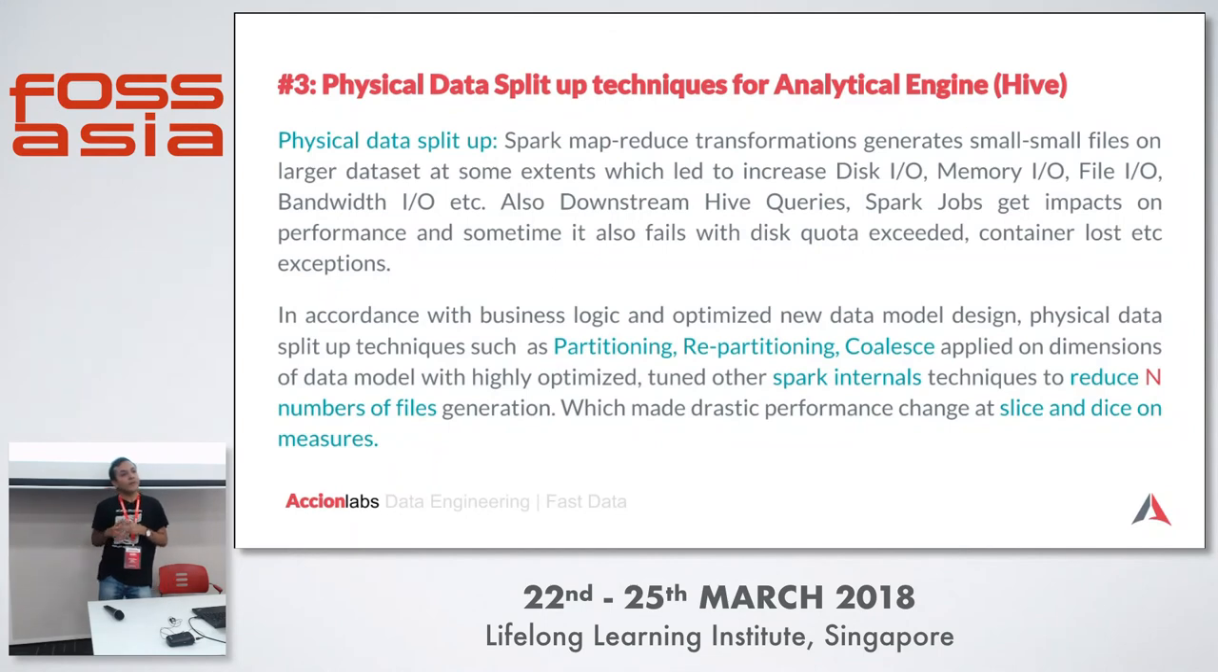One more thing Spark provides is control and flexibility. Spark is an open source tool, and as you know, it provides flexibility in the sense that you can split the physical data into partitions, and you can say how many files you want in that partition. For example, Spark transformations may generate small files on a larger dataset to some extent, which leads to increased disk I/O, memory I/O, file I/O, and bandwidth I/O, right? Reading files also takes time. Downstream Hive queries and Spark jobs also get a performance impact.